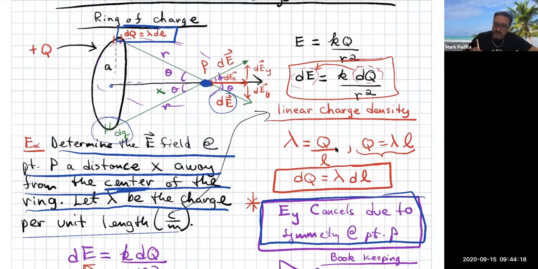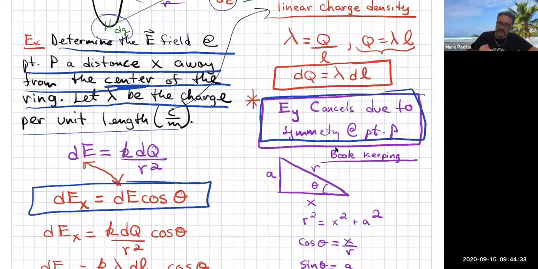So now we go, okay, dEy's cancel. That means the only component that we're dealing with here is dEx. That's what we need to analyze. You could go straight here if you wanted to. dEx is equal to dE cosine theta. Well, what is dE? We know that dE is k dQ over r squared. Doing these problems, this kind of method is always going to be the same in the beginning. You're taking dE and plugging it into the component that actually propagates the E field, which is dEx in our case.